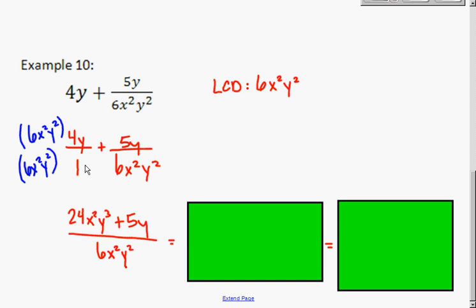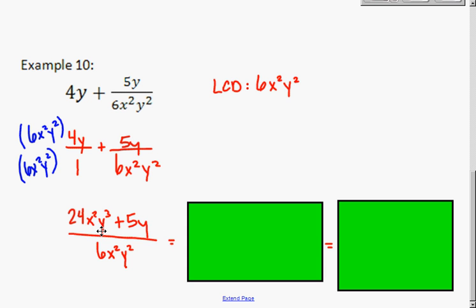When I do that, I take my 4y, basically multiply it by 6x squared y squared, and I come up with 24x squared y cubed. And in the second one, I still have plus 5y. I also could have actually factored out a y right away. I didn't catch that. So if you didn't catch it, that's all right. You're going to have to do a little more legwork in the end.